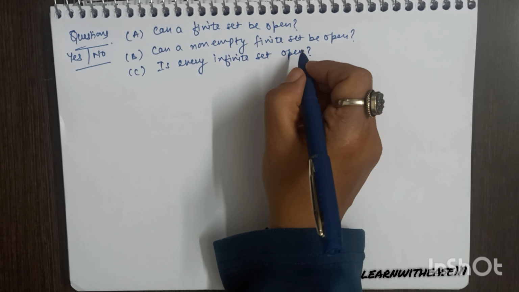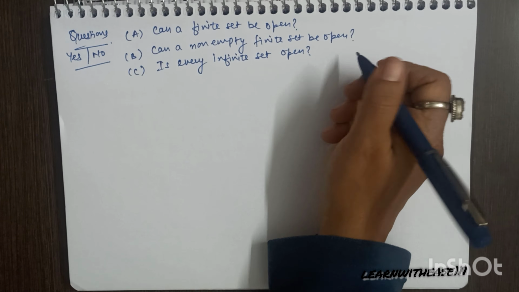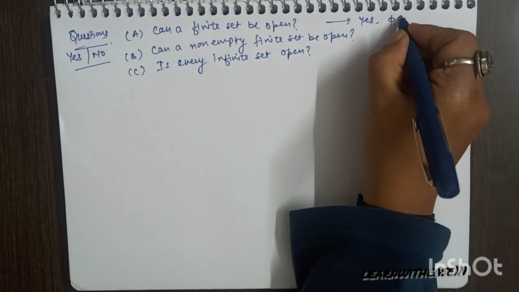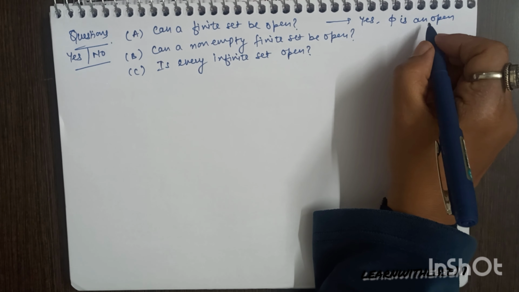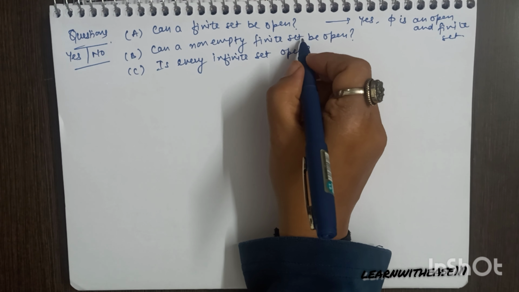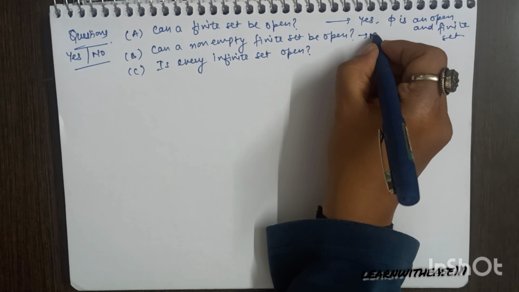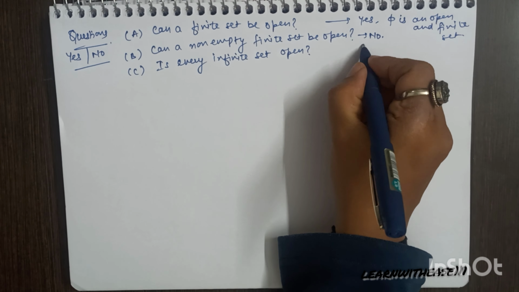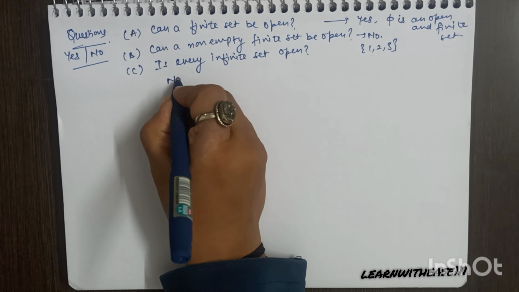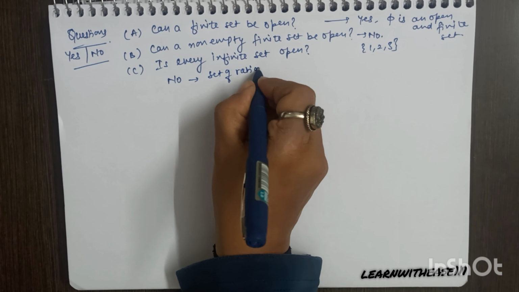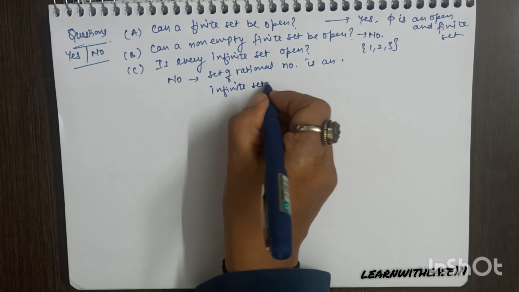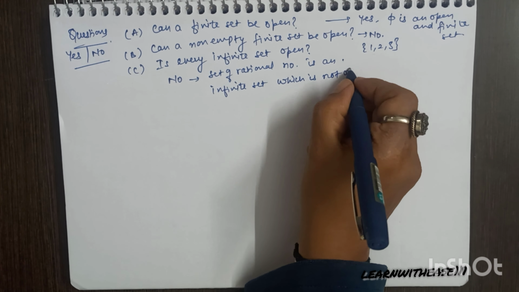So the answer of the first part is yes. Phi is open, and phi is a finite set: a finite set and an open set both. For the second part, is a non-empty finite set open? No. Like {1, 2, 3}, if you take any finite collection, it won't be a neighborhood of any of its points. Is every infinite set open? No. The set of rational numbers, which we have proved in an example is not open, is an infinite set.